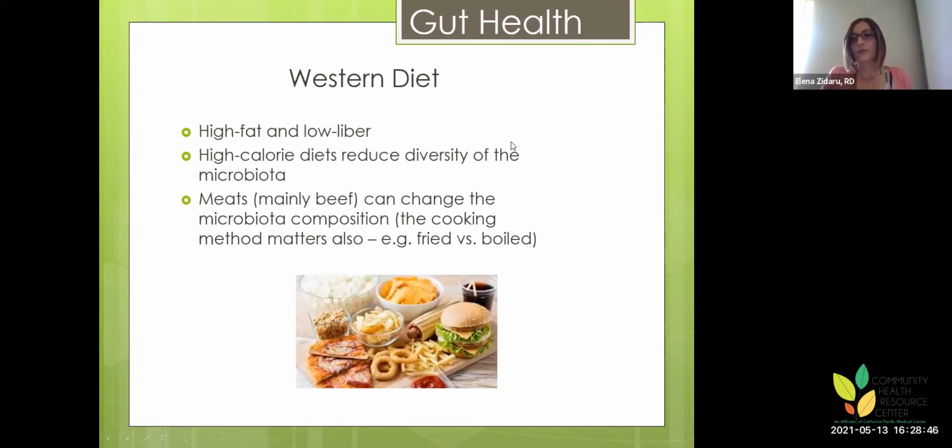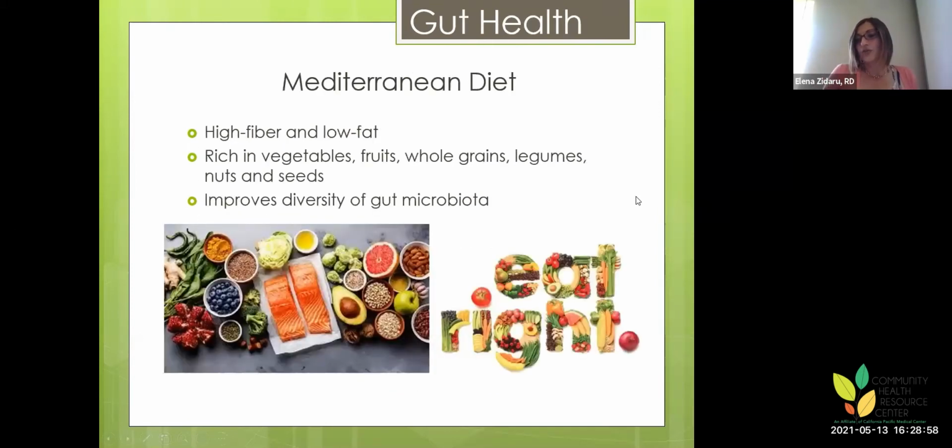So we all know the Western diet and what it's composed of: high fat, low fiber, high calorie, calorie dense foods, high in saturated fat and sugar. And then we have a Mediterranean diet, which is more plant-based with high fiber foods, lower fat. I mean, not necessarily low fat, but with more healthy fats than saturated fats, which are more animal type of fats. Healthy fats like fish and avocado and nuts and olive oil. Also, it's rich in vegetables, fruits, whole grains, legumes, nuts, and seeds, which would be your main plant foods that naturally have fiber in them.